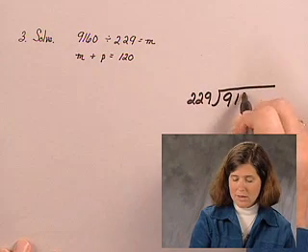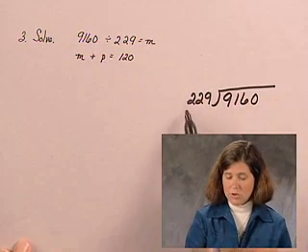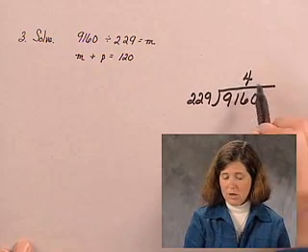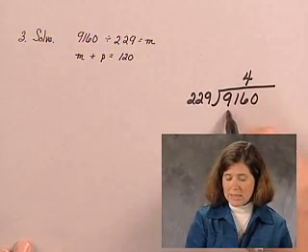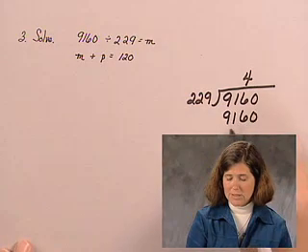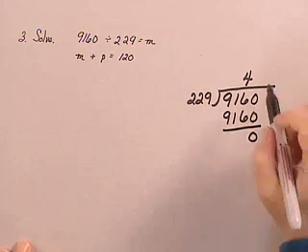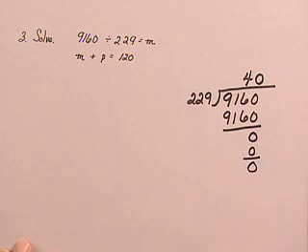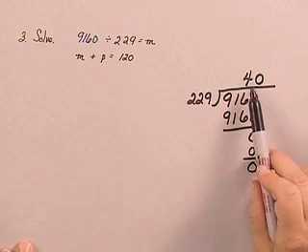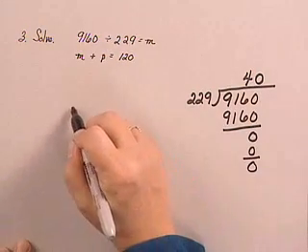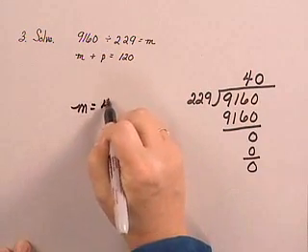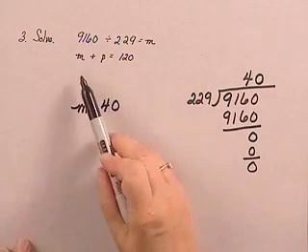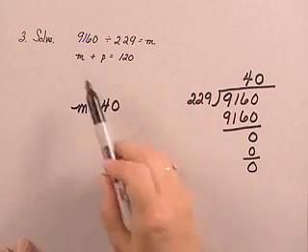into 9,160. 229 goes into 916 4 times. 40 times 229 is 9,160. Subtract, this gives us a 0 in the ones place. And we have an answer for M of 40. So we have M equals 40. So she's already made 40 payments. In the second equation, we can substitute now 40 for M.